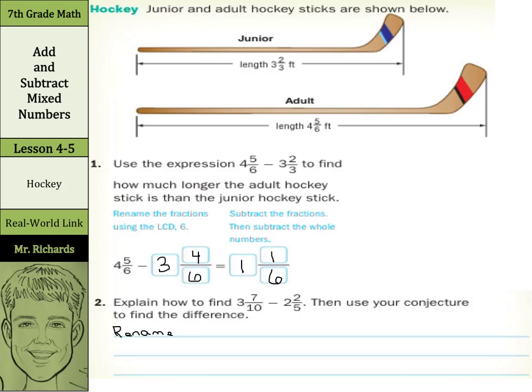rename the fractions with a least common denominator of 10. Then subtract the fractions. Then subtract the whole numbers.